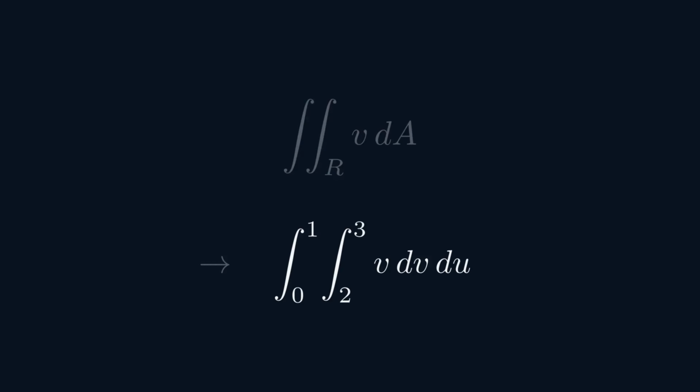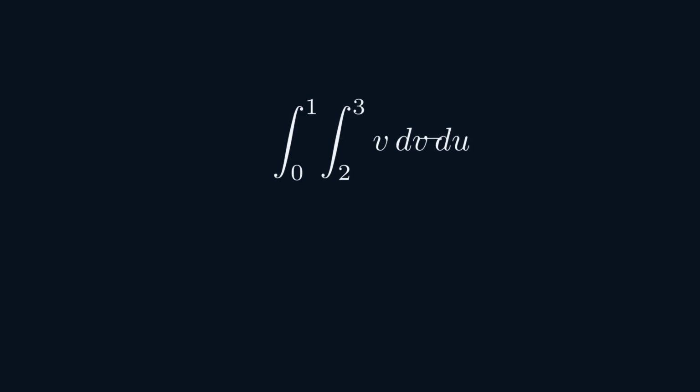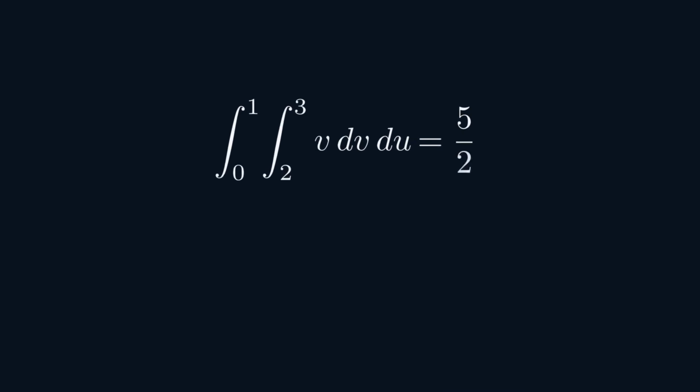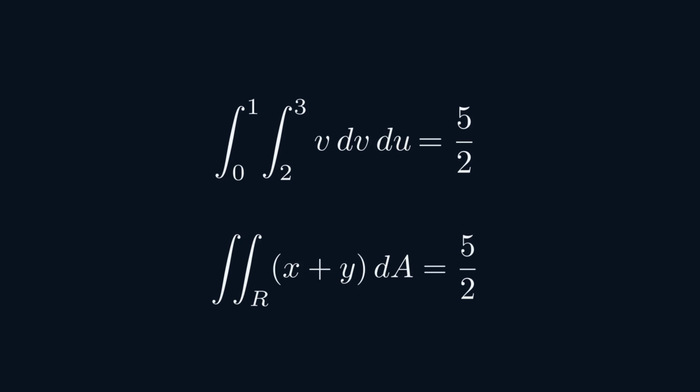After evaluating the integral, we get that it's equal to 5 halves. So that's the answer, right? Wrong. 5 halves is not the answer to the original integral.